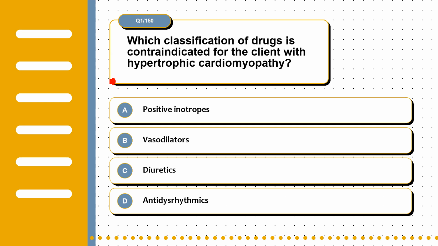Question 1. Which classification of drugs is contraindicated for the client with hypertrophic cardiomyopathy? Here are the options. Option A. Positive inotropes. Option B. Vasodilators. Option C. Diuretics. Option D. Antidysrhythmics.